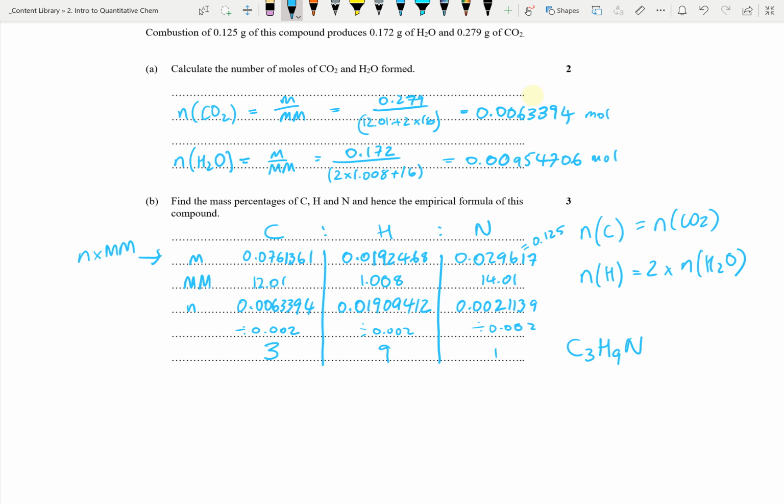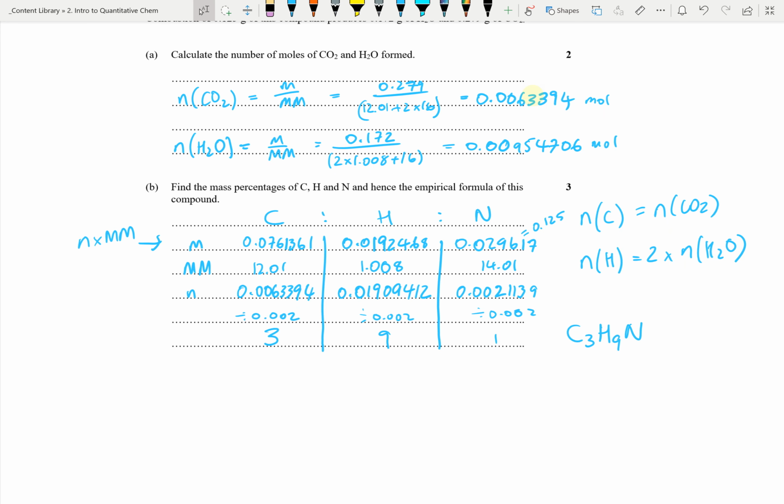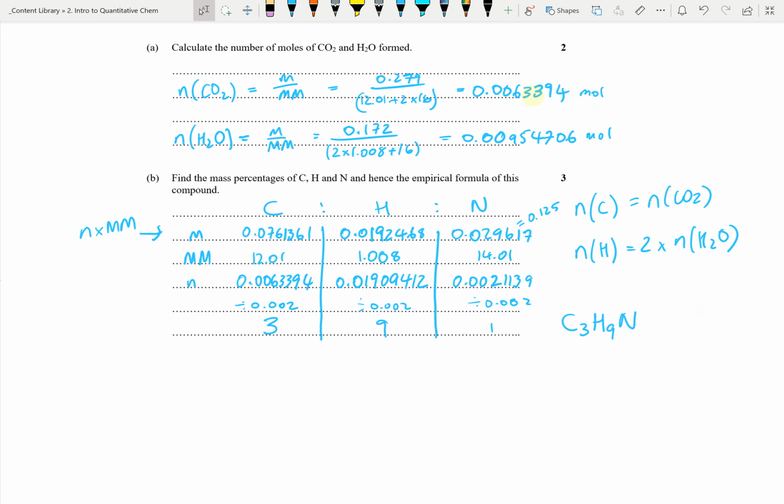Does that answer the question? I got the empirical formula. Find the mass percentage. Okay, that seems a bit silly, it's just a roundabout way. So what they want you to do is find the mass of carbon in your sample.